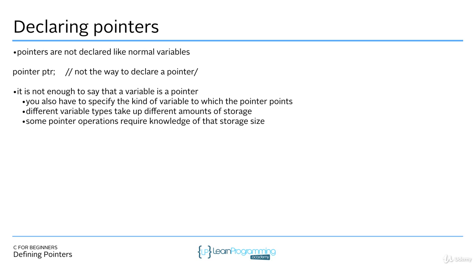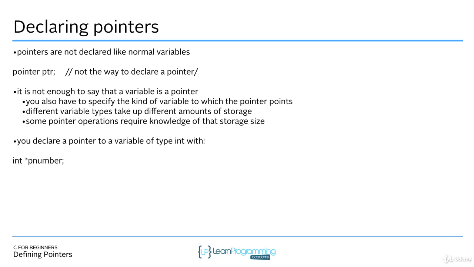Different variable types take up different amounts of storage, and some pointer operations require knowledge of that storage size. So just like a regular variable, when you create a variable of a pointer data type, you also have to specify that data type. You can declare a pointer to a variable of type int by doing the following: int star, or asterisk, p number. That tells you that it's a pointer.